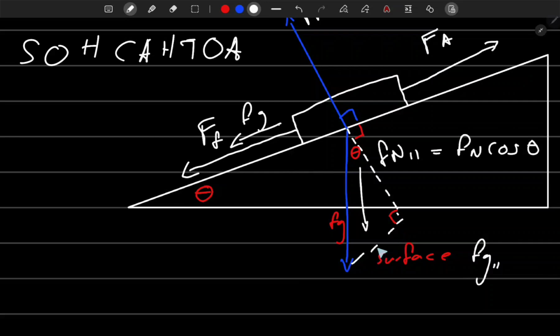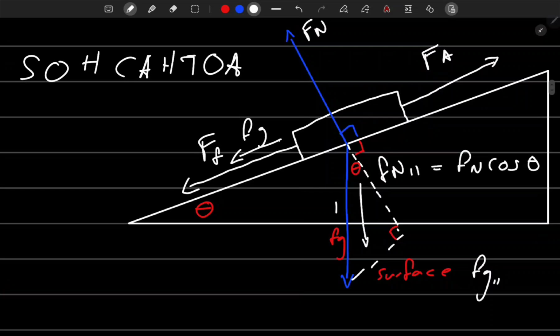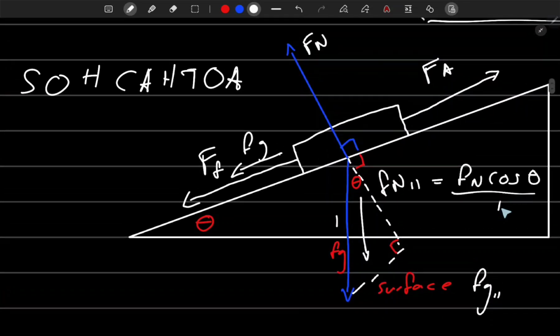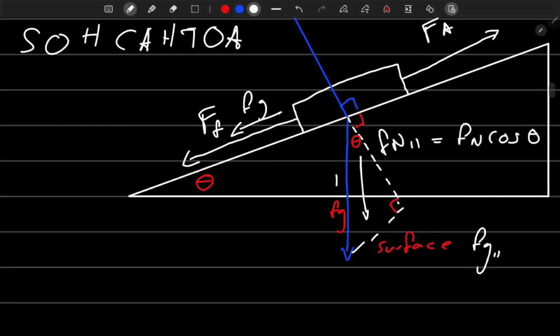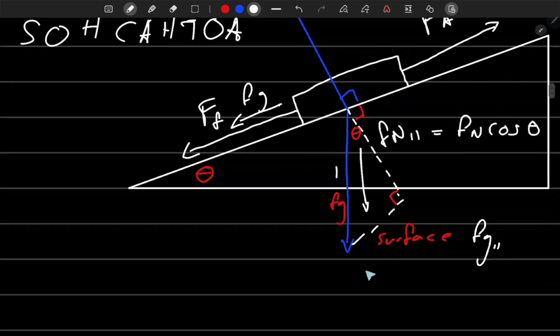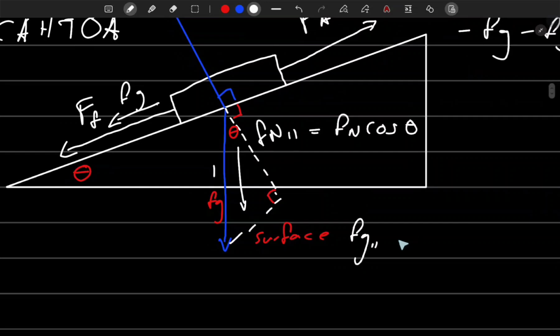For this other one, this is the opposite side, and this is the hypotenuse, and we said we're taking our hypotenuse to be 1, so this would be over 1, but this would just be 1 anyway. I just want to point out that this is 1, and then we focus on this particular part. It's opposite over hypotenuse, so this is going to be sine. So this side here is going to be sine. So Fg parallel is equal to Fg sine of theta.